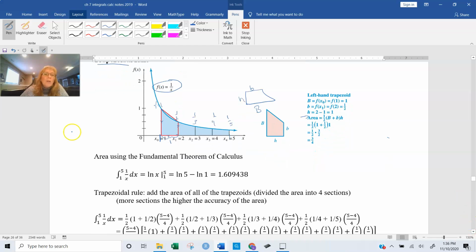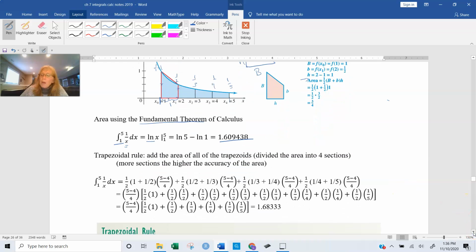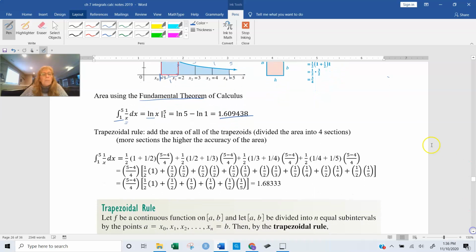First, though, I wanted to show you the fundamental theorem of calculus, just so you remember. If I want to find the integral from 1 to 5 of 1 over x, remember the antiderivative of 1 over x is the natural log of x from 5 to 1, and our area is 1.60943. Let's see how close our trapezoidal rule is. Now, I'm going to show you the long way, and then we're going to shorten this up.